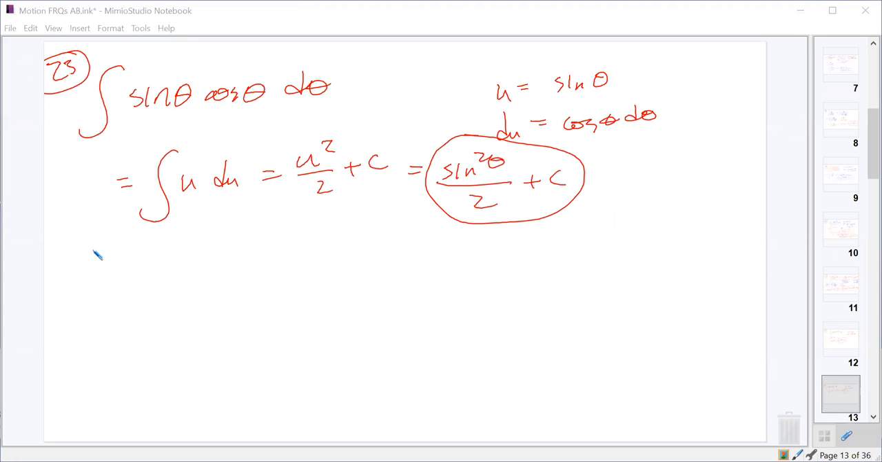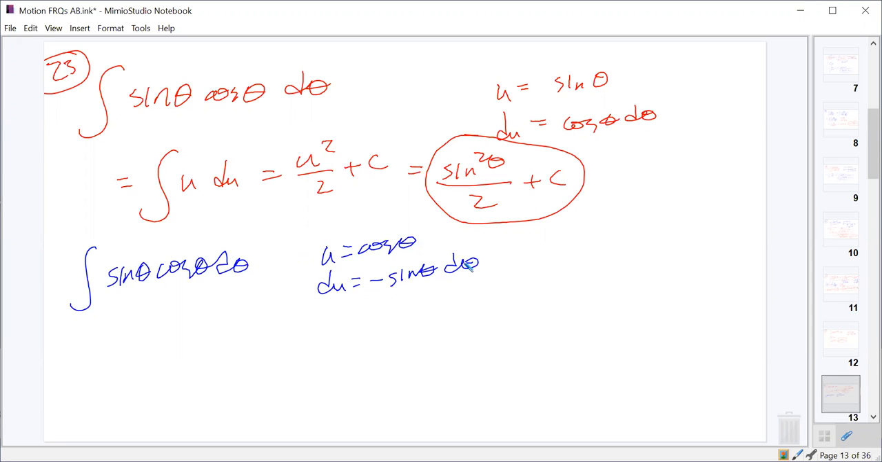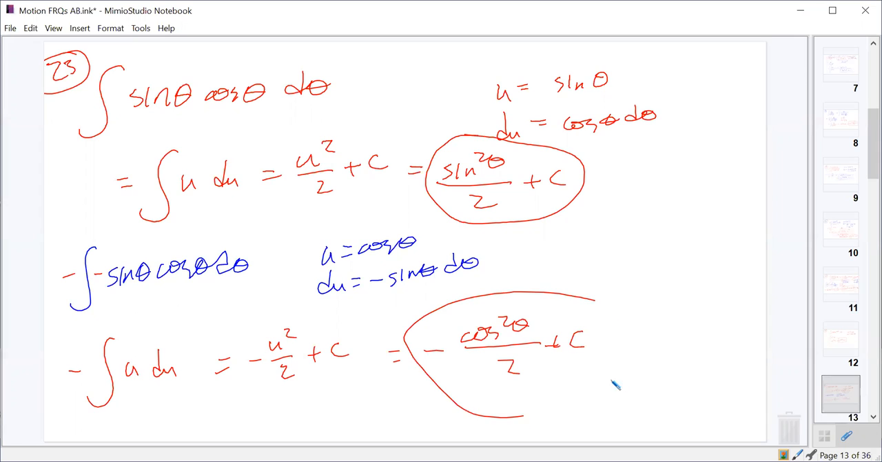Now, another thing we could do, which if I look at the answer choices, oh, this one is one of the answer choices. Okay. No, this one's not. This one's not either. Never mind. But we're going to do it this way anyway. We're going to let u equal cosine theta, and du then is negative sine theta d theta. So we'll have to put in a negative sign outside and inside. And this would become the opposite of the integral of u du, which would become u squared over 2 with a negative in front plus your constant, or negative cosine squared theta over 2 plus a constant, which, again, is not one of your answer choices, which we'll deal with in a second. But this is also a perfectly good and acceptable answer to this problem.